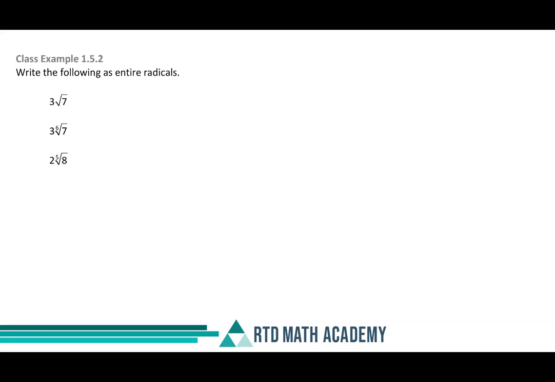Class example 1.5.2, write the following as entire radicals. In our last class example, we were looking at taking a radical and turning it into a simplified radical. But what we actually did is we took an entire radical and created a mixed radical. A mixed radical has a coefficient as well as a radicand, which is the part underneath the radical sign. We're going to reverse that process.